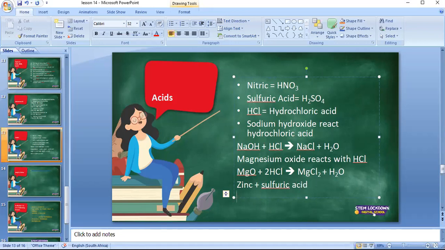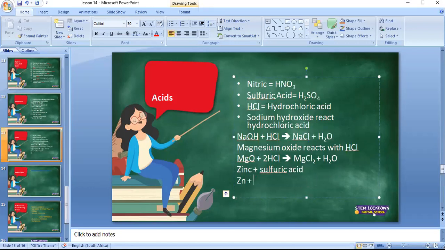So who wants to give me a balanced equation? What is the symbol for zinc? Zn. Zn plus H2SO4. What do we get? ZnSO4 plus H2. So it's ZnSO4 plus H2.